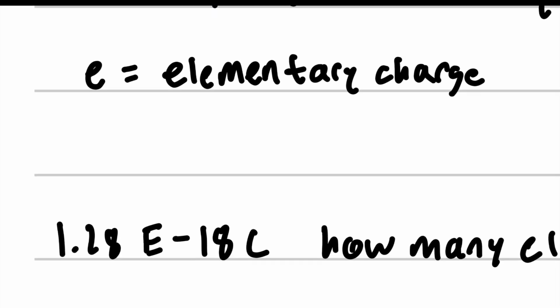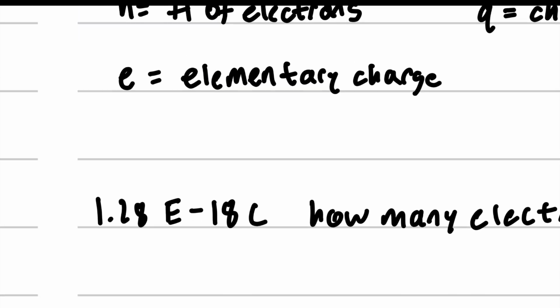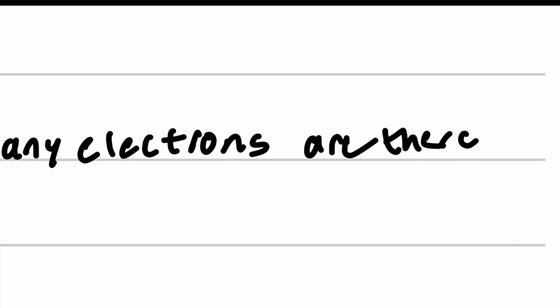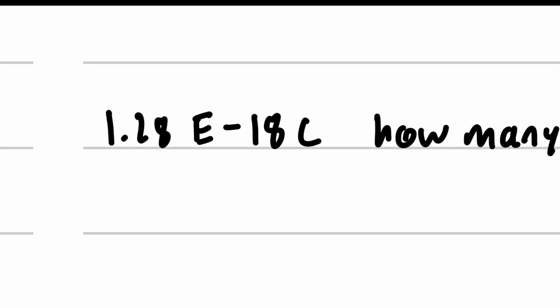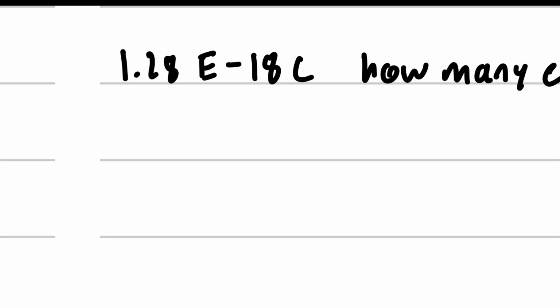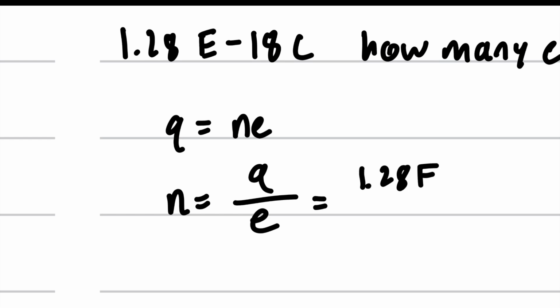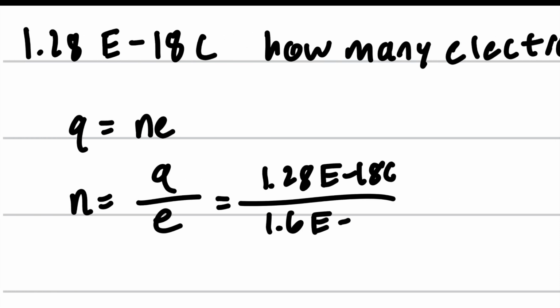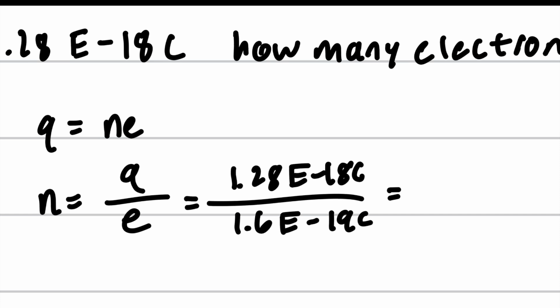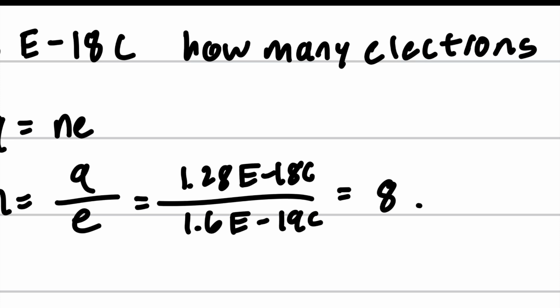So here's a little practice problem. We want to know how many electrons are there in this much charge. Basically, you're going to do Q equals ne, and find the number of electrons. So you manipulate the formula: n equals Q over e. That's 1.28e-18 coulombs over 1.6e-19 coulombs. And if I made this problem correctly, that's just 8 electrons. So 8 electrons, right?